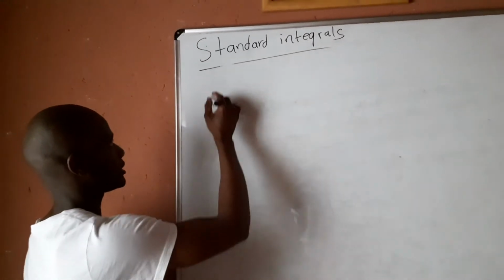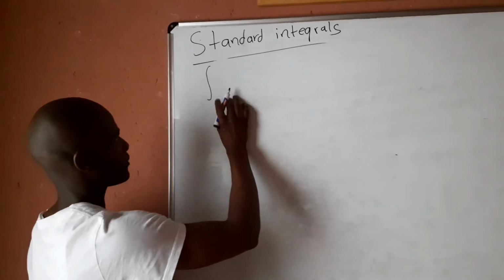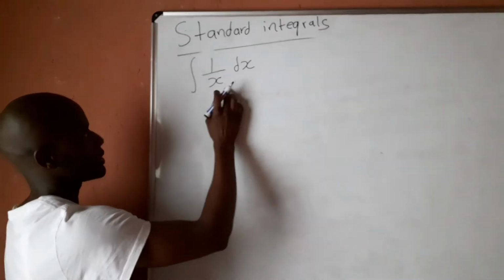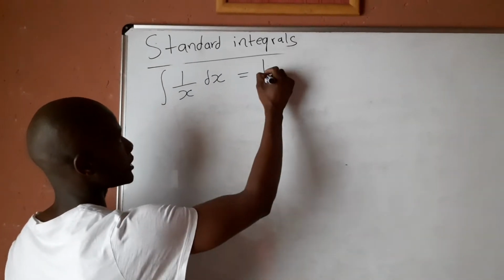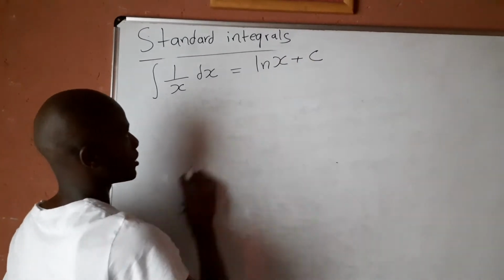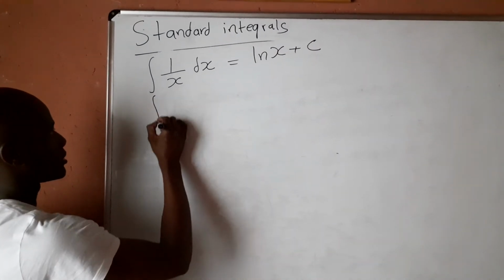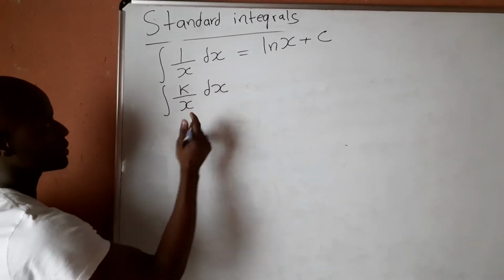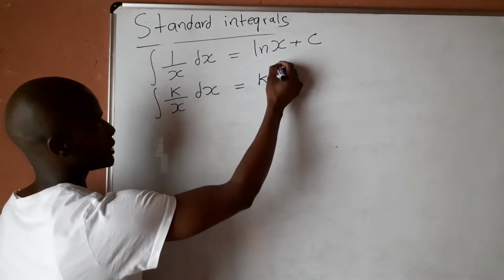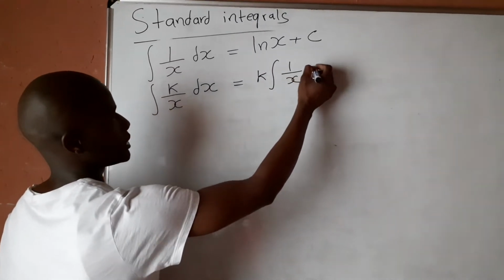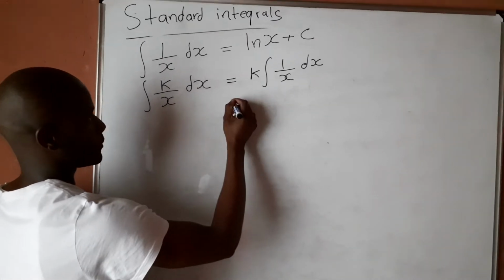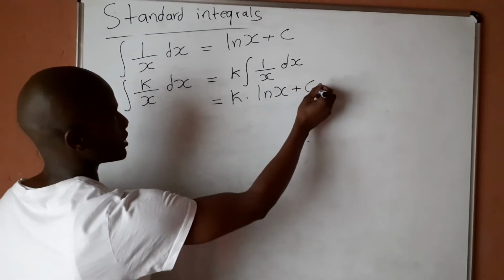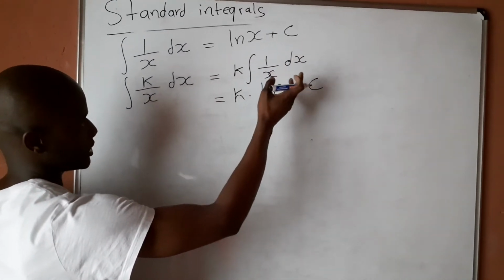Another formula for standard integrals: integrate 1 over x dx is going to be ln x plus c. So integrate k over x dx. Remember, k is a constant, so it's k times the integral of 1 over x dx. Therefore, it's k times ln x plus c.